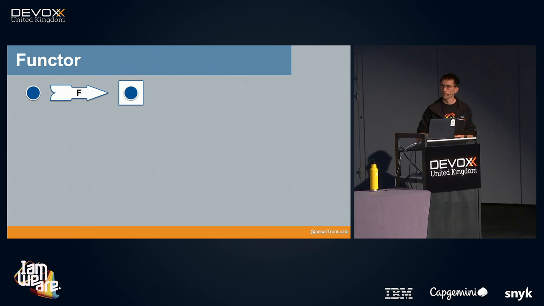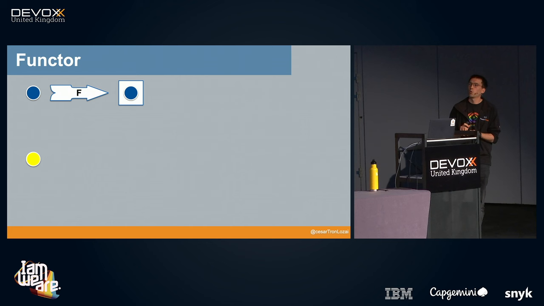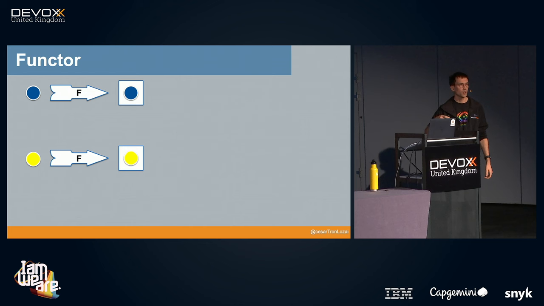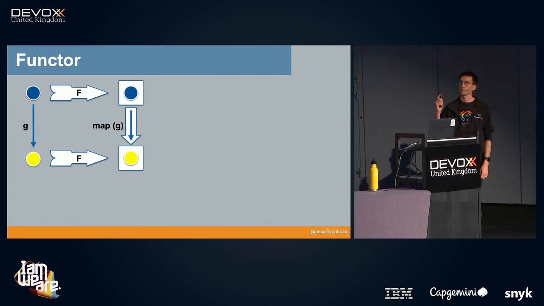So that is the first contract of a functor. Now the second thing it needs to do is, what if we have another type, yellow? Well, we can also apply the functor to yellow. So now we have four types: blue, blue in a box, yellow, yellow in a box. But if we have a function g from blue to yellow, then the functor must also be able to produce a function called map g that goes from blue in a box to yellow in a box. This is called lifting that function. So map is a function that creates another function.